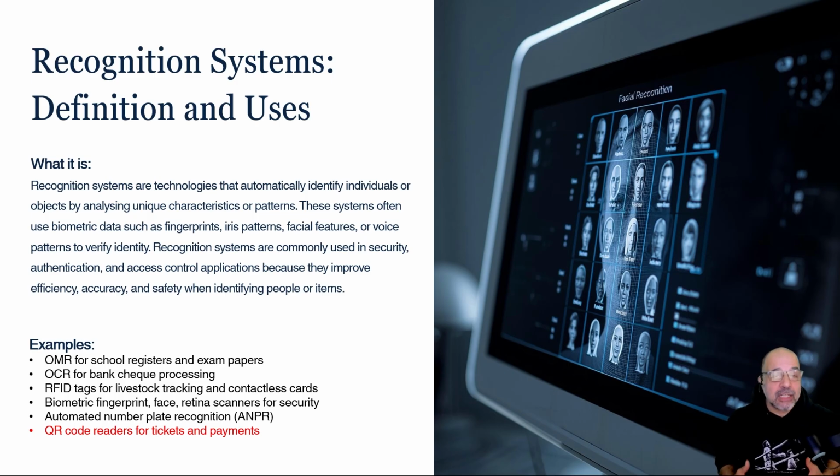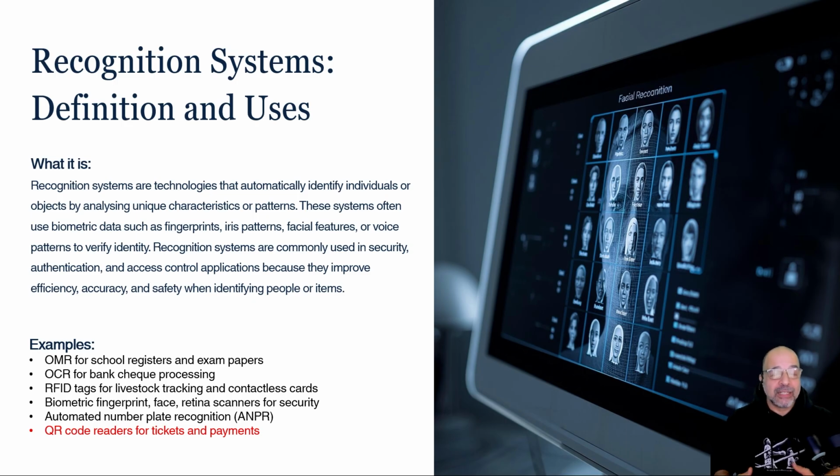Now, this particular chapter on recognition systems, some of the topics overlap a little bit with data entry, automated data entry methods in chapter 2. We've also got over here, you can see in red, I've got QR code readers for tickets and payments. We've already covered that when we were looking at computers in the retail industry. Again, so we're not going to be covering all of that all over again.